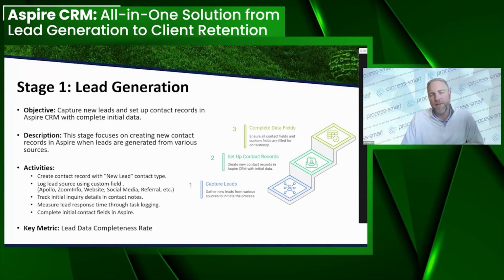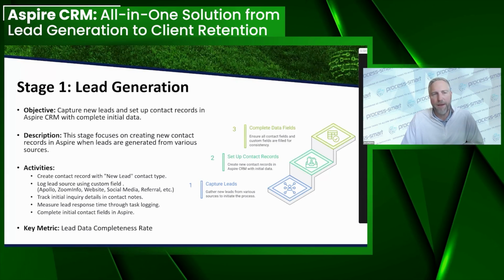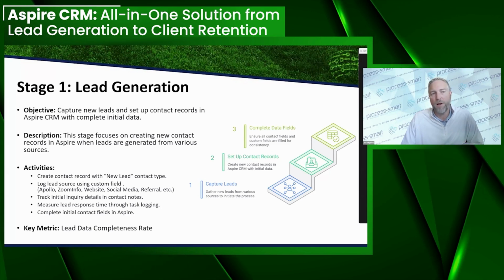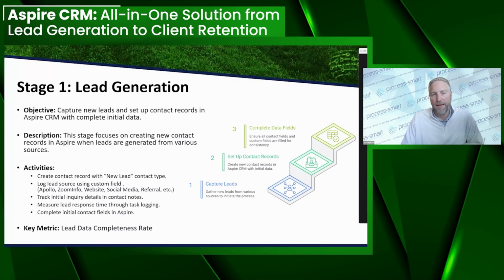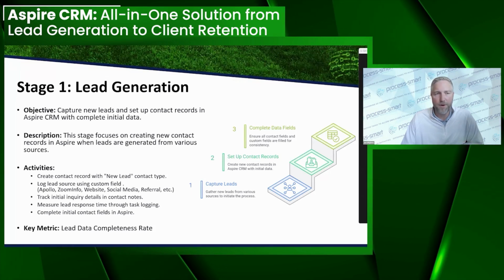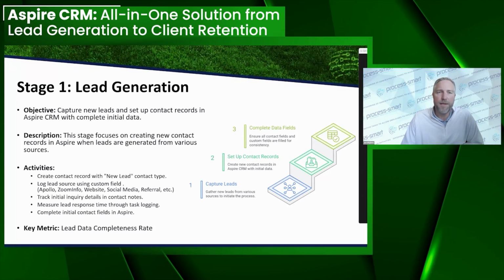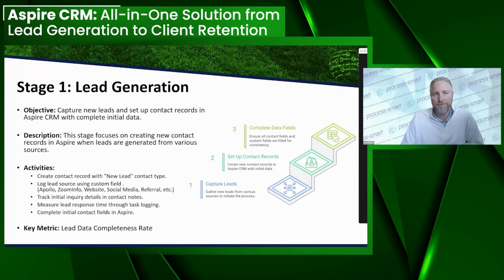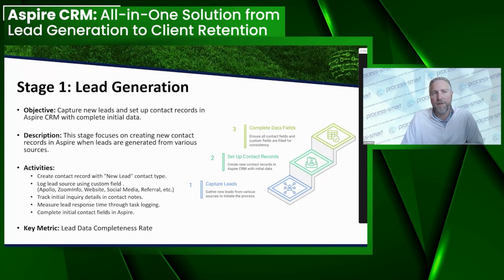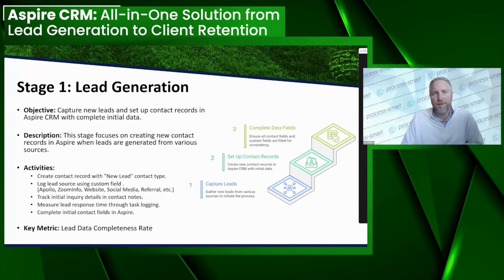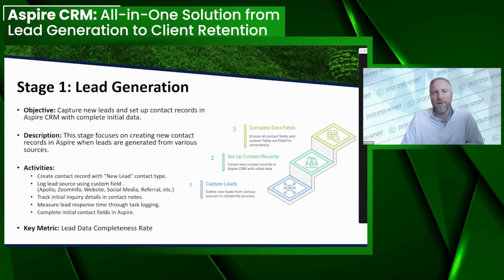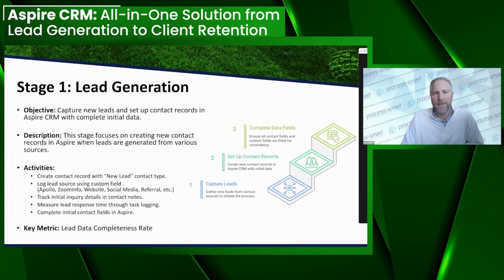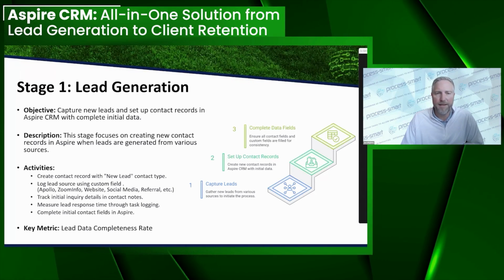So lead generation activities that you need to do in Aspire, you have to create that contact record with a new lead contact type. You want to log the source, track initial inquiry details in your notes, and then use the built-in Aspire fields and some custom fields I'll show you to track response times. And you can do all of this information in Aspire and then grab and track those reports. And really the lead data completeness is the key thing on this step.